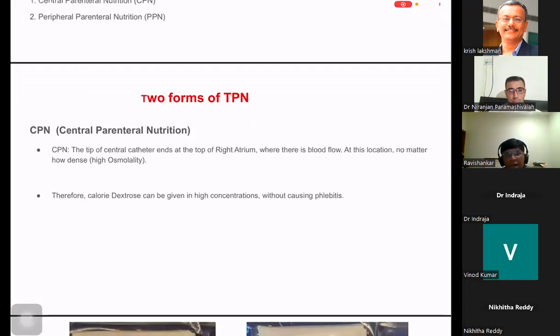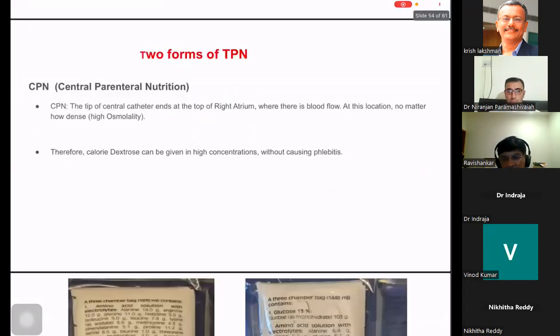This is because in peripheral parenteral nutrition, the lines are very small, and it takes time to dilute the fluid we are giving. So, because of the carbohydrates, the chances of phlebitis increase.